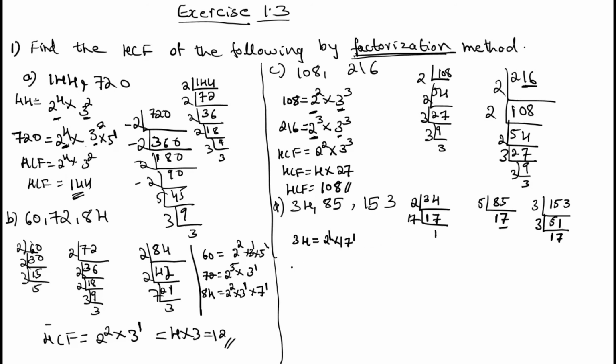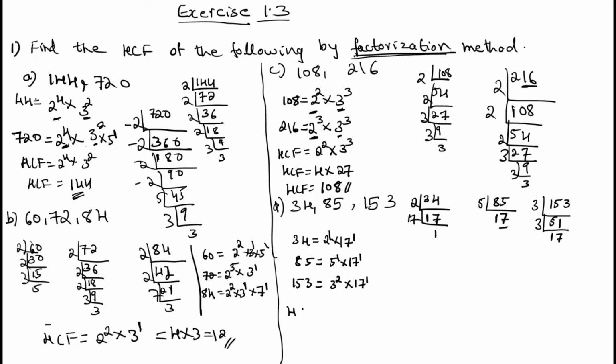Then the next number, that is 85. 85 is equal to 5 to the power 1 into 17 to the power 1. Next number is 153. 153 is equal to 3 to the power 2 into 17 to the power 1.